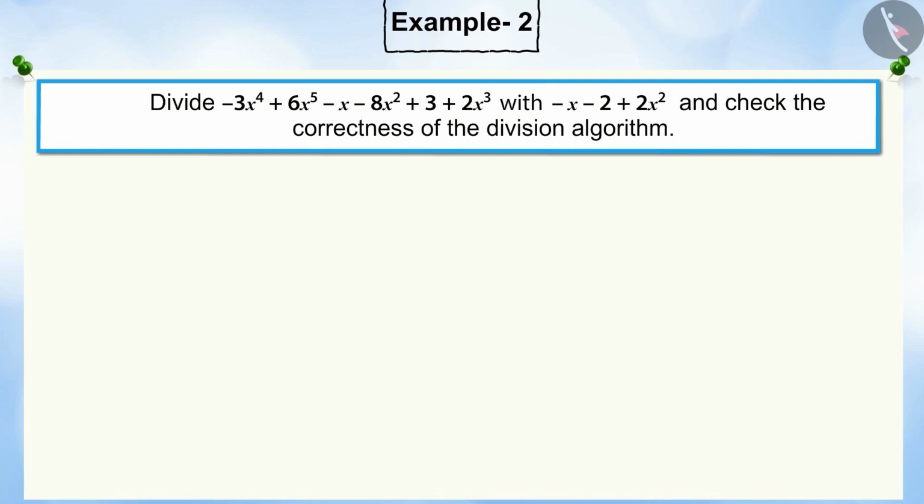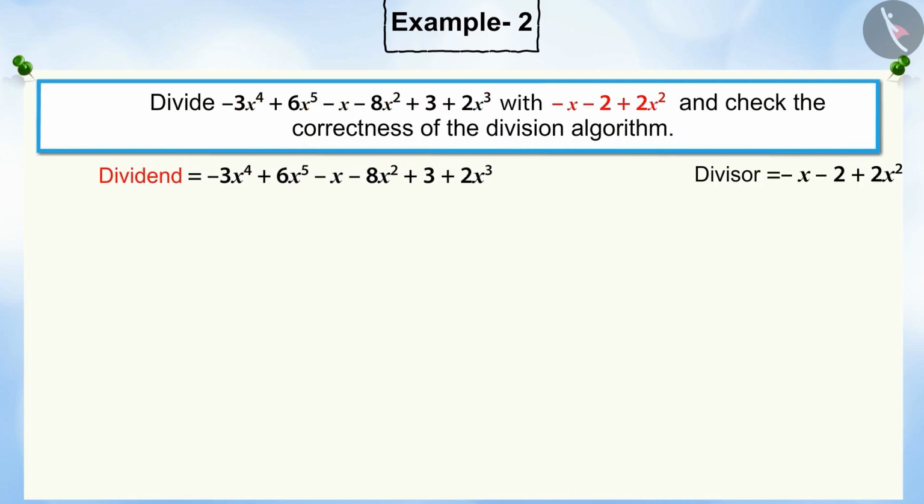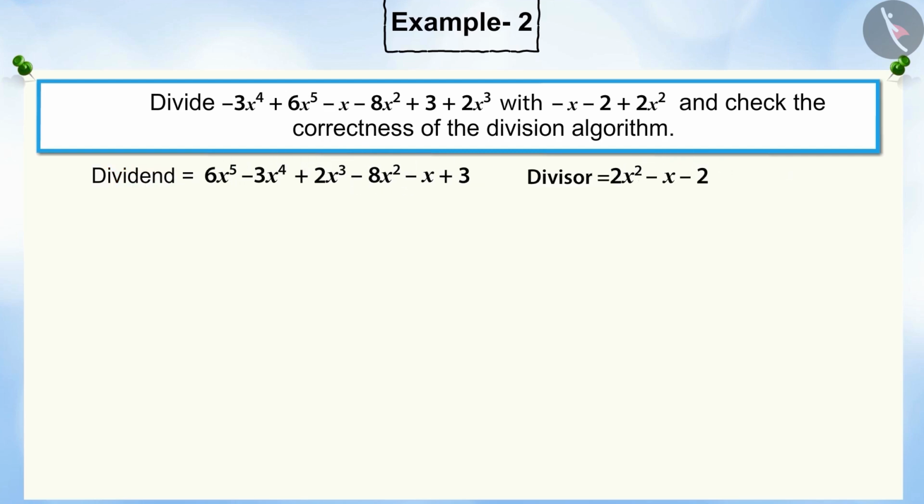In this question, we will divide the first polynomial by the second polynomial and check the correctness of the division algorithm. You can see that the given polynomials, dividend and divisor, are not in the standard form. Before starting the division process, write the polynomials in their standard form, that is, decreasing order of powers. Now, let's begin the division process.